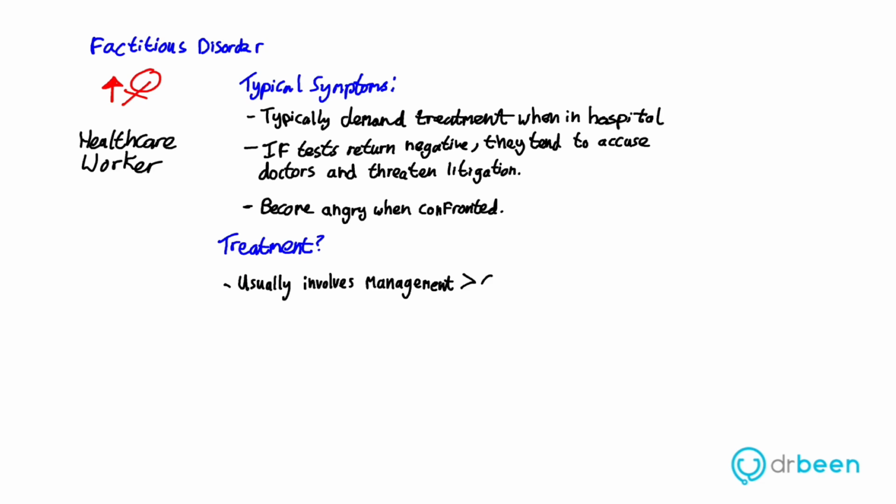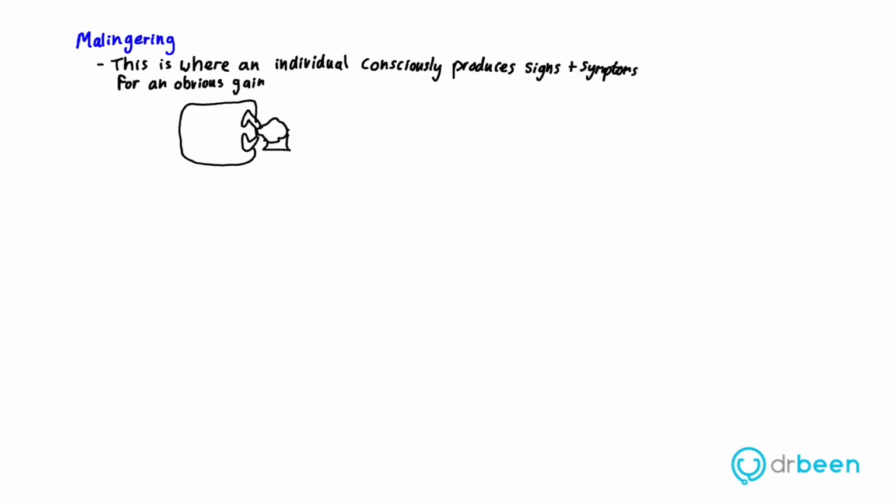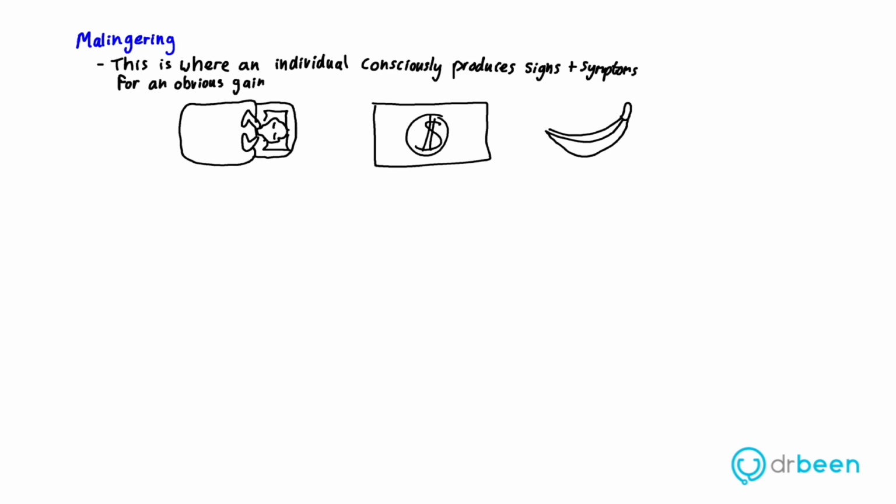Along the same lines as factitious disorder, the next case is called malingering. This is where an individual consciously produces signs and symptoms for obvious gain, so money, avoidance of work, free bed and board, etc. It's not a mental disorder. So typical presenting symptoms could be the following.